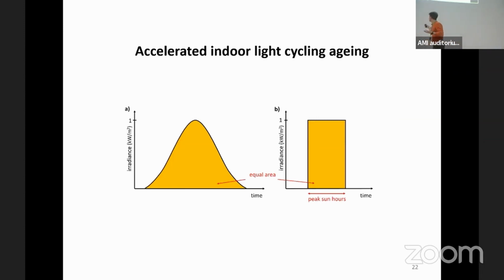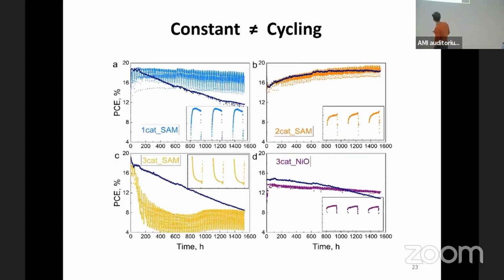So what we do, of course, is translate the day-night cycling into this wave function. So light on, light off. That's very simple. And that's the result, a disaster. So these are 4 different devices, and some of them were tested in the day-night cycling, so cycled illumination, some of them in continuous illumination. So you see that sometimes the cycled illumination is a more stable condition than MPP. Sometimes they overlap. Sometimes it's the opposite, a mess. So there's no clear trend.